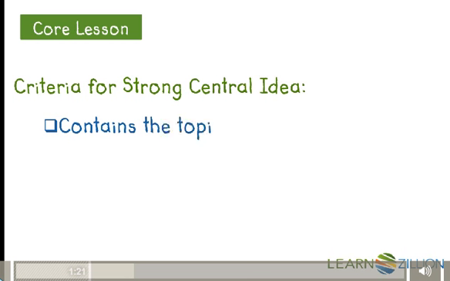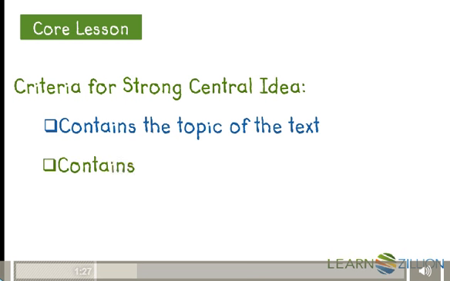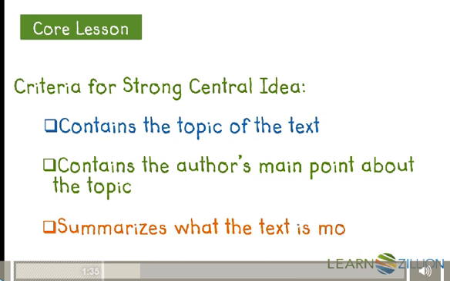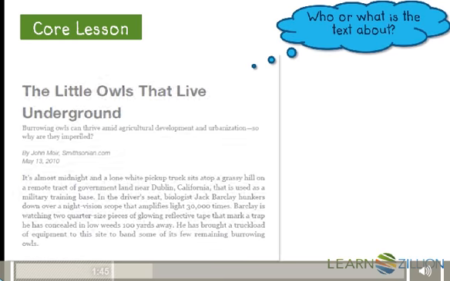1, it's going to contain the topic of the text. So what is the text mostly about? 2, it's going to contain the author's main point about the topic. And finally, it's going to summarize what the text is mostly about. So in that third one, we just go back and say, with our topic and the main point, did we summarize the whole thing? So first we need to ask who or what is the text about.